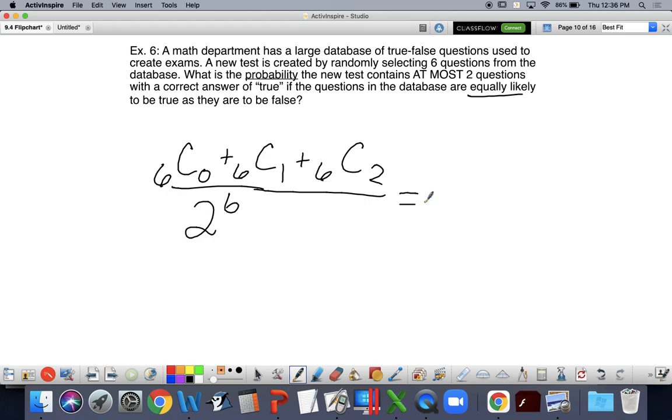I actually calculated it out so you wouldn't have to do it. We have 22 over 64, which is 11 out of 32.